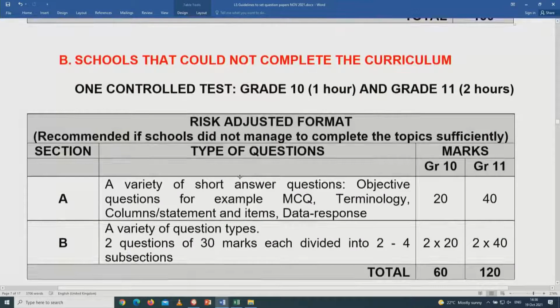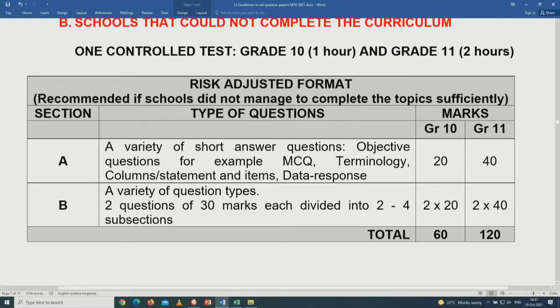Now, the schools that go for the risk-adjusted format, schools that did not complete the curriculum. Of course, you will ask, I have completed my curriculum, but I opt and I choose, and my school feels it's better to write a test as given by the circular. Please do so. You don't have to go to 2 papers if you completed the curriculum. You can still write only the 1 test in grade 10 and the 1 test in grade 11. But then please keep to these criteria.